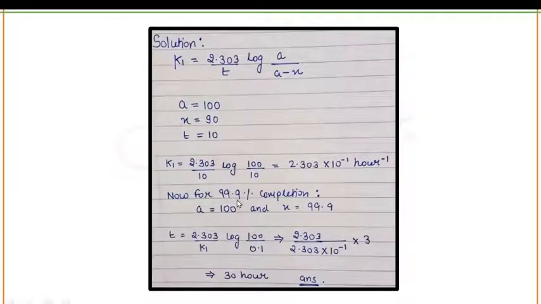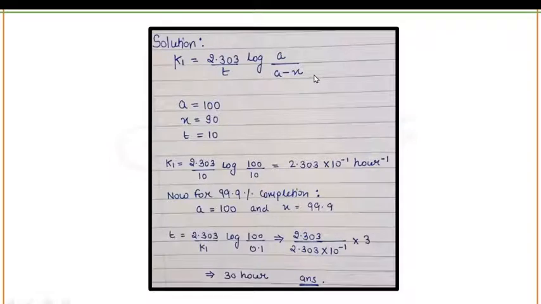Now, for the completion of 99.9%, A is your 100 and X is your 99.9. After writing the formula K1 equals 2.303 upon T log A upon A minus X, what you required is to calculate the value of T. That's why you have written here 2.303 divided by K1. You have simply interchanged the values to calculate the time. So time is equal to 2.303 upon K1 log 100 upon 0.1. A is your 100 and A minus X is your 0.1. After solving this question, you will get the answer as 30 hours.